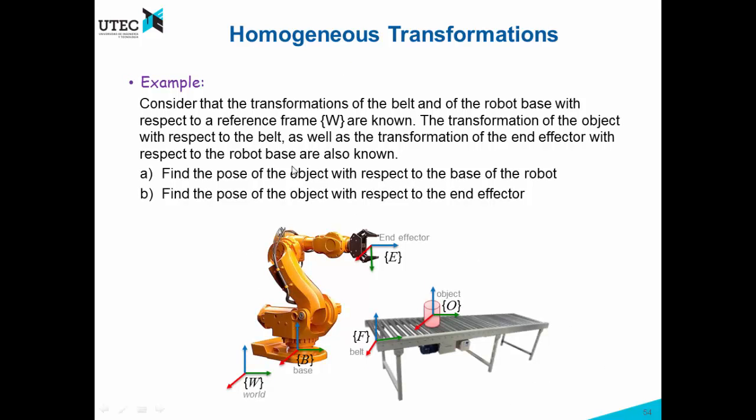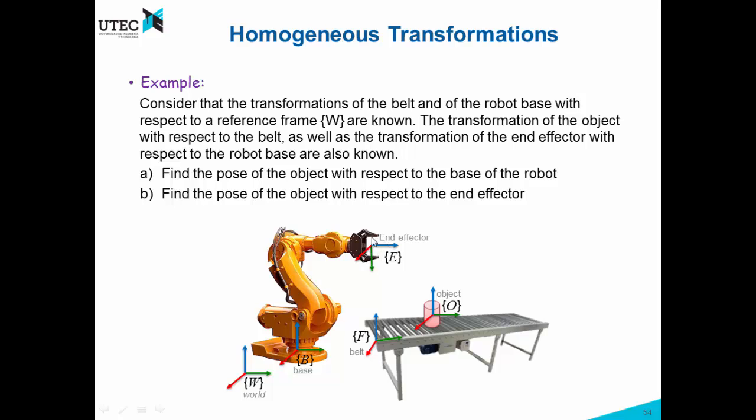Let's consider an example. In this example, we have a robot and a belt and an object, and we have some reference frames attached to different parts. There are some things that we do know, as you can read here, but there are some parts that we don't know. So for example, we don't know the pose of the object with respect to the base of the robot, and we want to find it. And then we also don't know the pose of the object with respect to the end effector, and we also want to find that. So we want this object with respect to the base, and then this object with respect to the end effector. Now why?